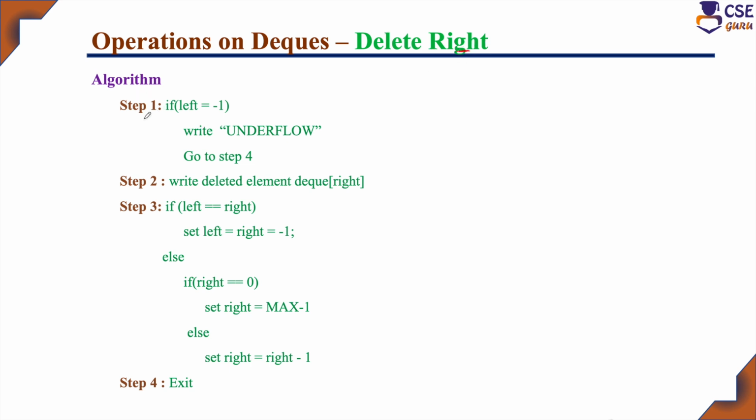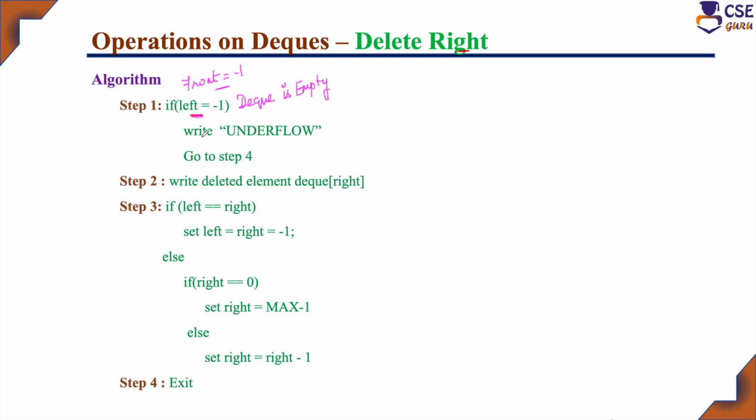So, the algorithm: step 1. If left is equal to -1, normally in a queue data structure, if the front pointer is pointing to -1 memory location, it means the queue data structure is empty. Okay, this is the condition for an empty queue data structure. Similarly, in the deque data structure, if the left pointer is pointing to -1 memory location, the deque data structure is empty. That is the meaning. So, you cannot perform a delete operation in an empty deque, right?